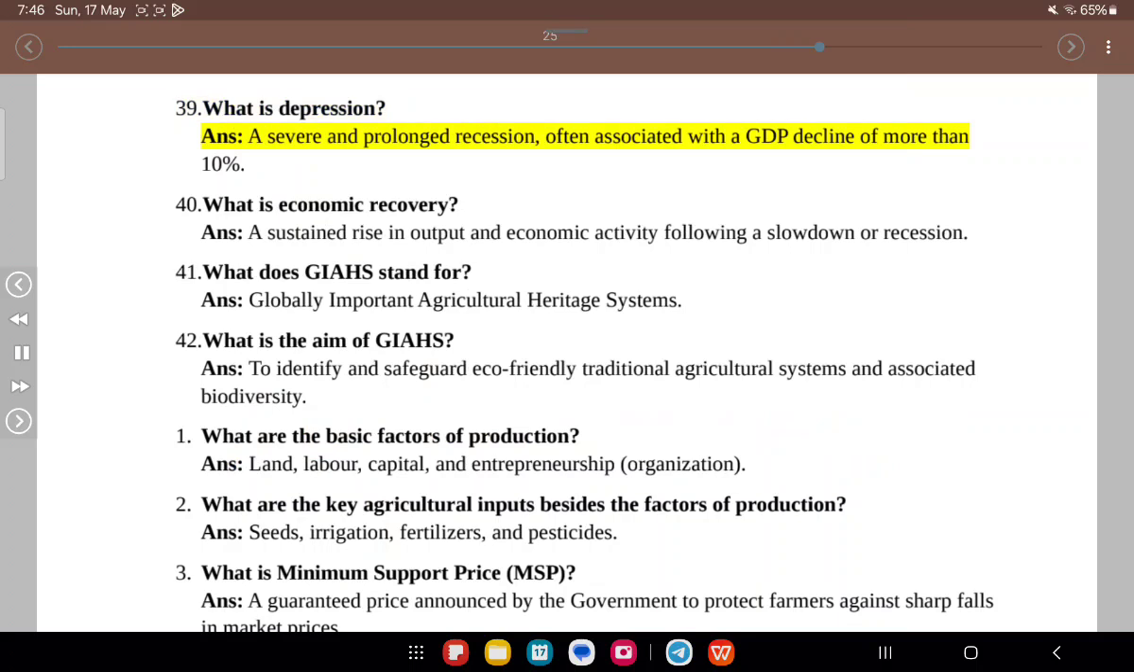39. What is depression? Ans. A severe and prolonged recession, often associated with a GDP decline of more than 10%. 40. What is economic recovery? Ans. A sustained rise in output and economic activity following a slowdown or recession.